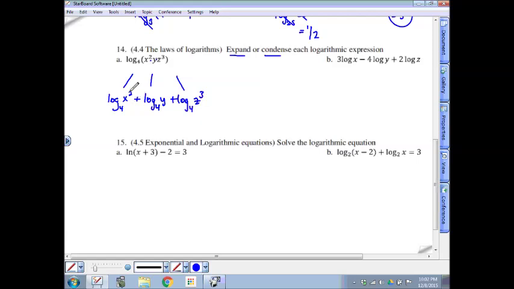And then the final step would be to move the exponents down to the front of their logarithm. So 2 log base 4 of x plus log base 4 of y plus 3 log base 4 of z.